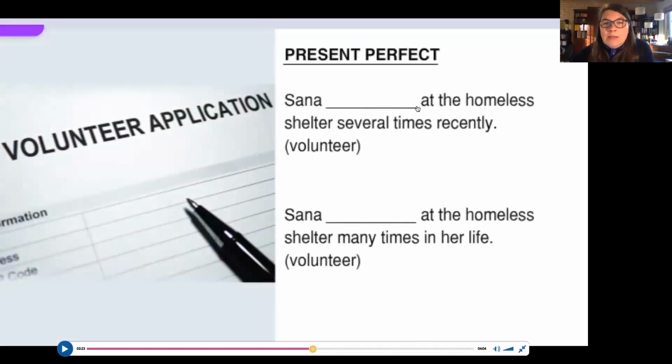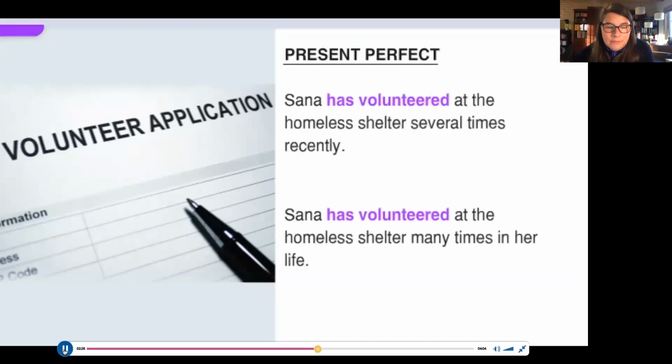Okay, this is one line, but present perfect, you need 2 verbs. Have or has for Sana, she, and then the main verb, volunteer, in the 3rd form, remember? Sana has volunteered at the homeless shelter several times recently. Sana has volunteered at the homeless shelter many times in her life. Okay, because it's she, you need has.